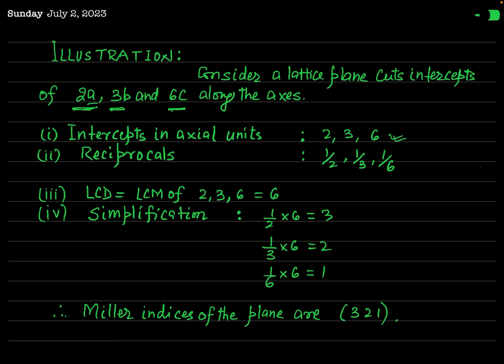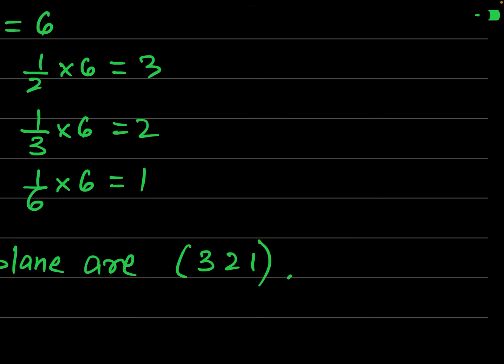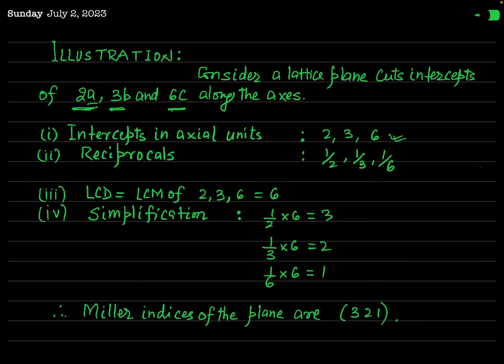Now what have we seen in the second step? In the second step, we have to take the reciprocal of these intercepts. So the reciprocal of 2, 3 and 6 will be 1 by 2, 1 by 3 and 1 by 6. Now in the third step you have to take the LCD. LCD means LCM of the denominators. So LCD means LCM of 2, 3 and 6. And LCM of 2, 3 and 6 will be equal to 6.